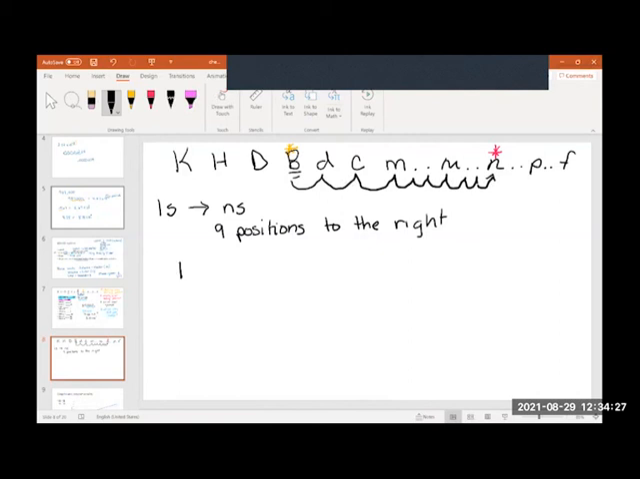So 1 second looks like this if I were to include the decimal point. And now I jump 9 positions to the right. 1, 2, 3, 4, 5, 6, 7, 8, 9. That's where my new decimal point should go. Fill in all those happy faces with zeros. And we get a very large number.